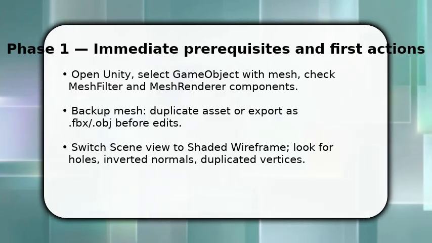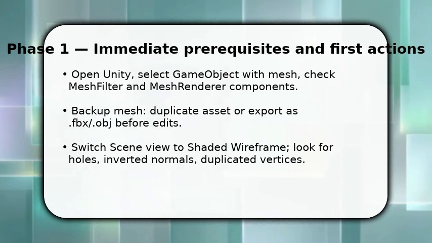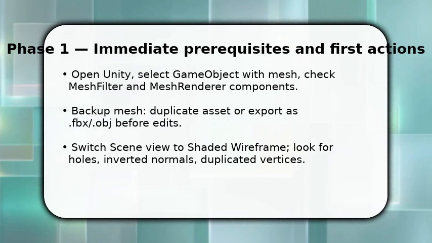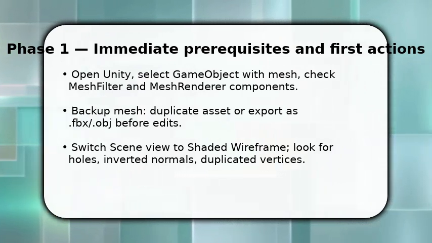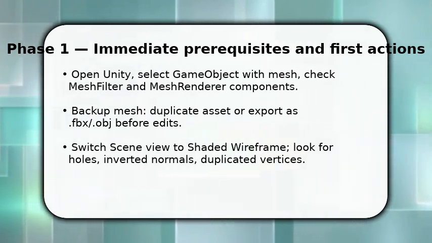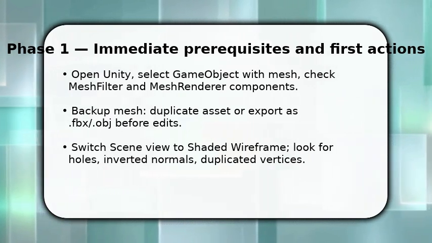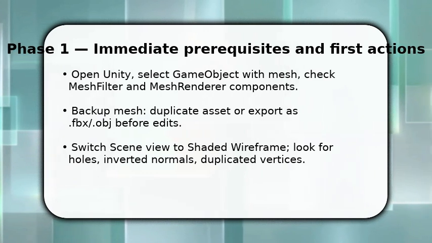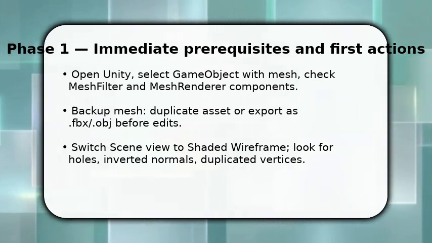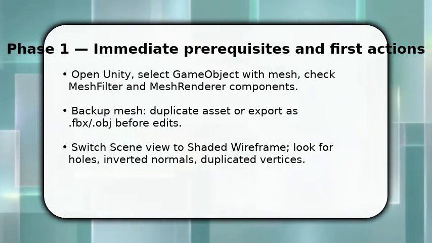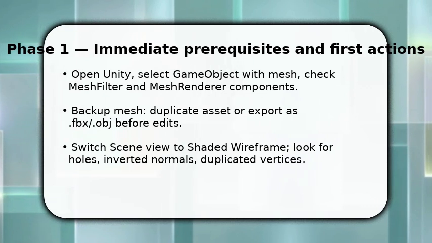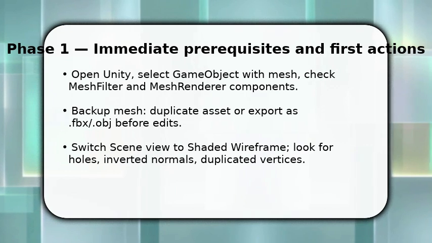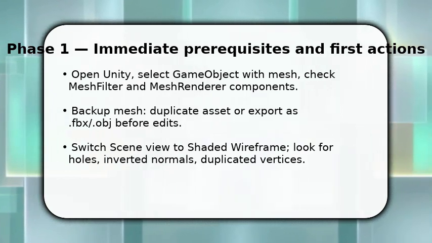You begin by inspecting the mesh directly in Unity so you don't waste time chasing the wrong problem. Select the game object, confirm it has a mesh filter and mesh renderer, and duplicate the asset or export a copy for backup. Then change scene view to shaded wireframe and rotate around the model. You're looking for holes, flipped faces, or overlapping vertices. Once found, note their locations and switch to the Modeling tab or External DCC to start precise corrections.